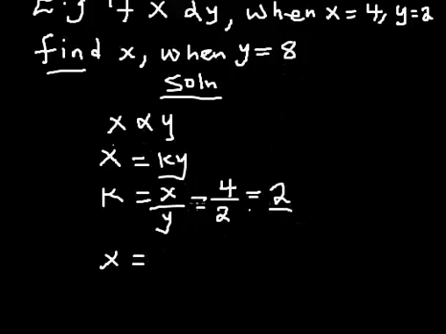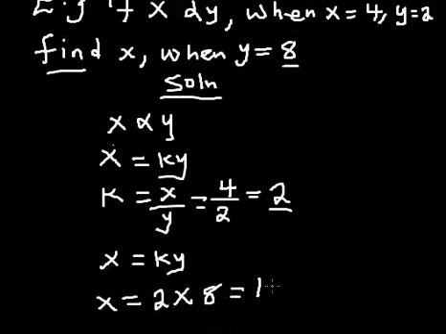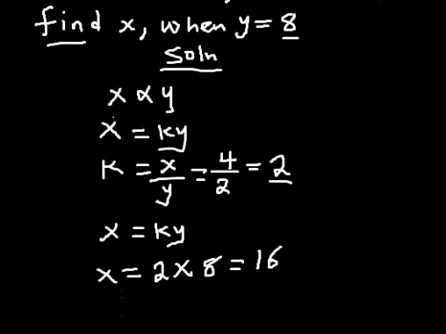Having gotten the constant, remember s is equal to ky. Then s is going to be equal to k, which is already 2. Then we are told that y is 8, so that's going to be 2 times 8, which is 16. Okay, that is the rate variation. I hope that is well understood.